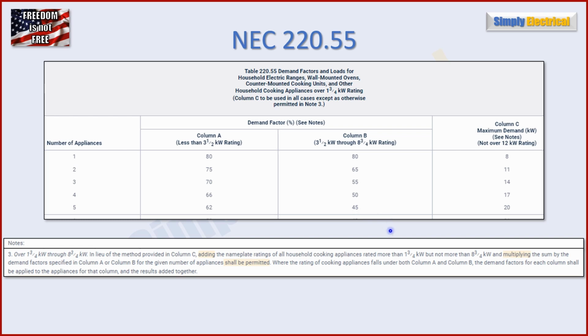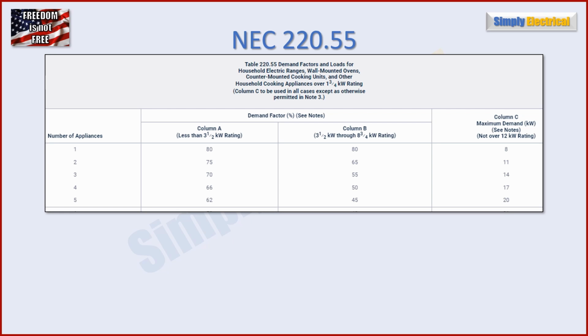So in a nutshell, note 3 simply says that if you have ranges that fall into either of these two categories, A or B, you can use these columns for your calculation. Otherwise, you must use column C. Now we'll see what a difference it can make as we go through our examples here.